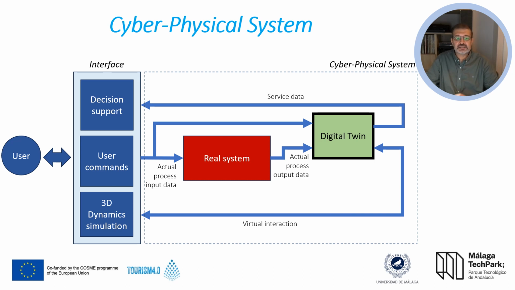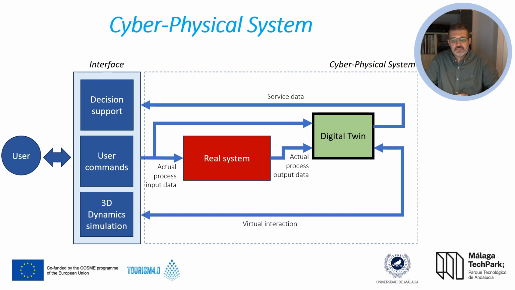This scheme shows the structure of a cyber physical system. On the left, you can see the user that has an interface in order to interact with the cyber physical system. This interface has three modules. The first one is the decision support, the second one is user commands, and the third is the 3D dynamic simulation. Then, by using this interface, the user communicates with a real system that can be a production line and introduces to the real system actual process input data.